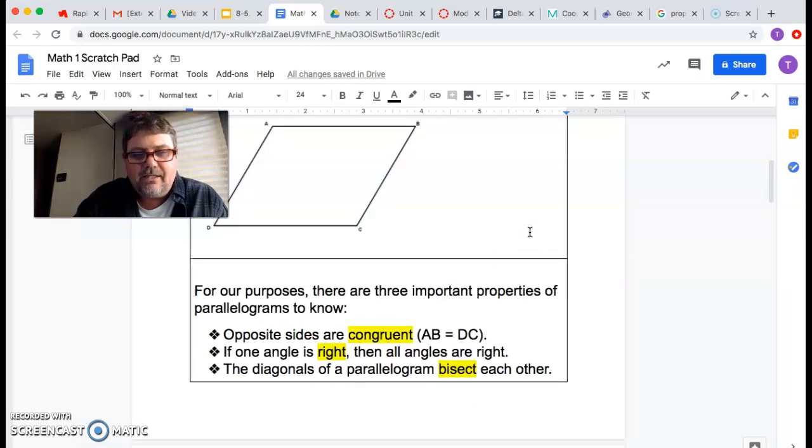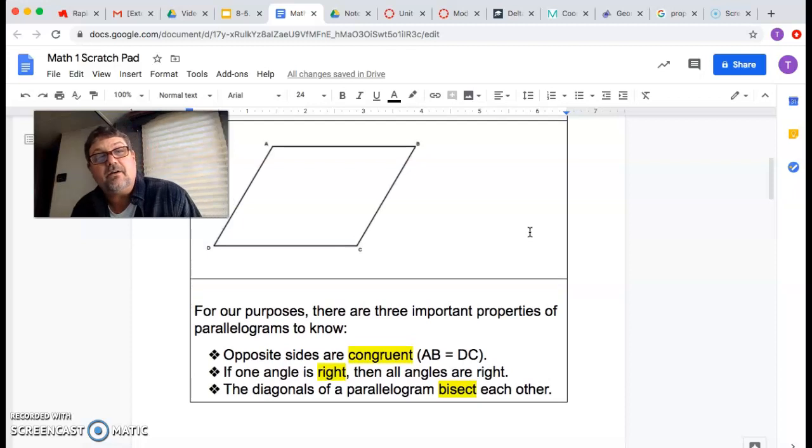If one angle is right, then all angles are right. Now, I left that in there because that's going to come in handy when we're talking about a specific type of parallelogram, which is a rectangle. So we'll keep that definition right there because I think it's going to be nice. Here's another one. The diagonals of a parallelogram bisect each other. I probably should have drawn them in. So in other words, a diagonal means AC, and I guess we go this direction, BD. Those are diagonals.